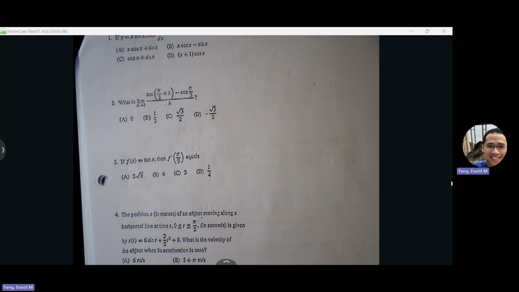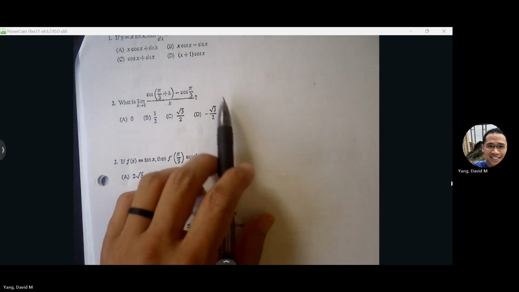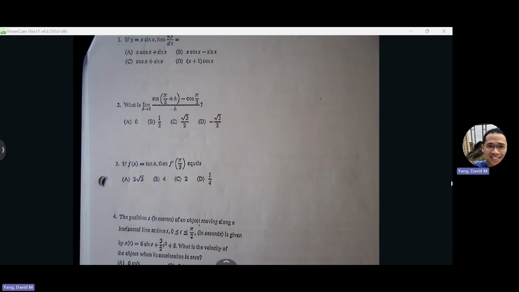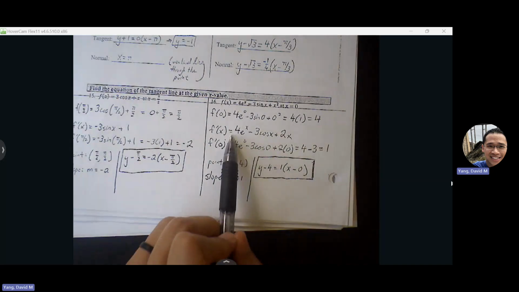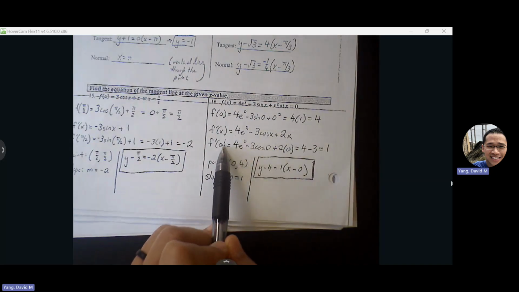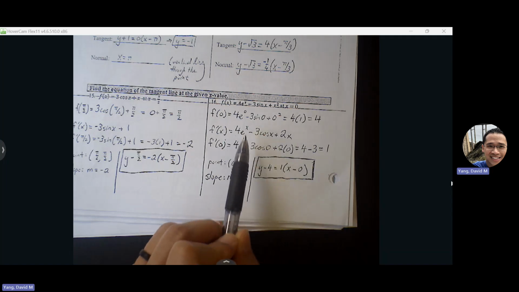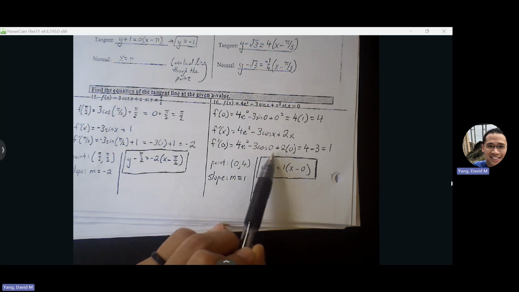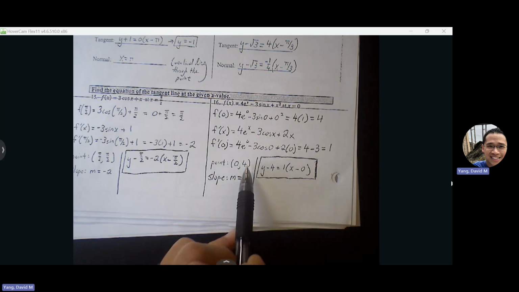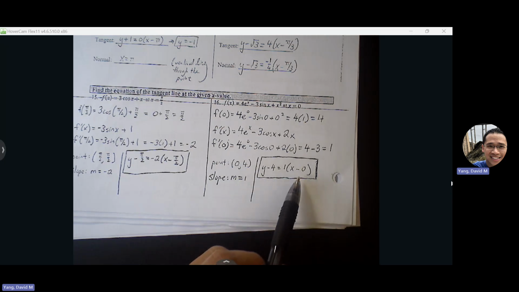So e to the x stays as e to the x. Sine becomes positive cosine, and then x squared becomes 2x. So, I found the ordered pair first, and then I found the derivative. And then once I have the derivative, I plug 0 into each of the x's for my derivative. Anything raised to the 0 power is going to be 1. So 1 times 4 is 4. Cosine of 0 is 1. 4 minus 3 plus 0 is 1. So I have my ordered pair, have my slope, my point slope form.